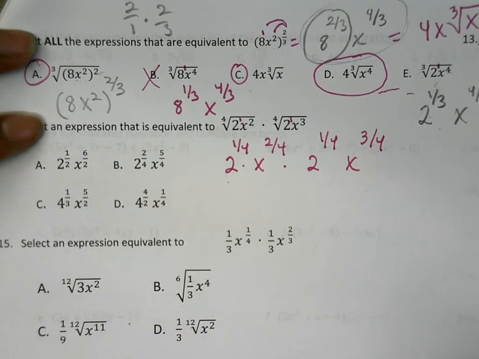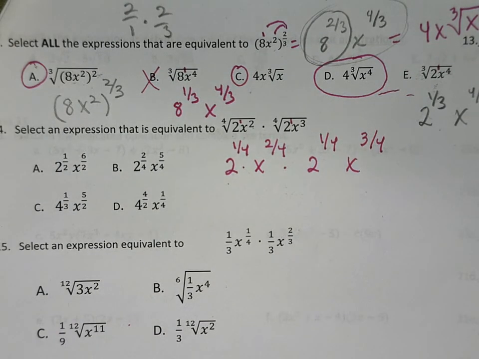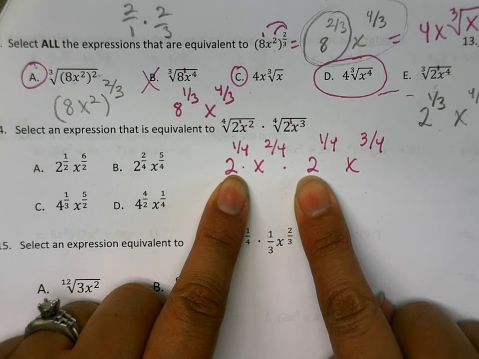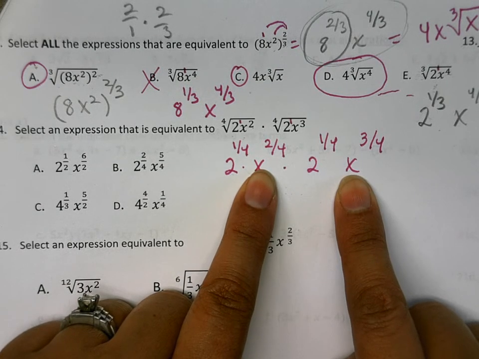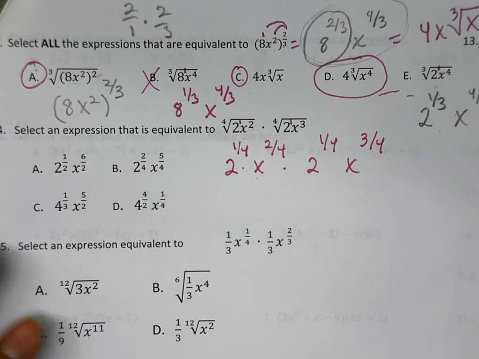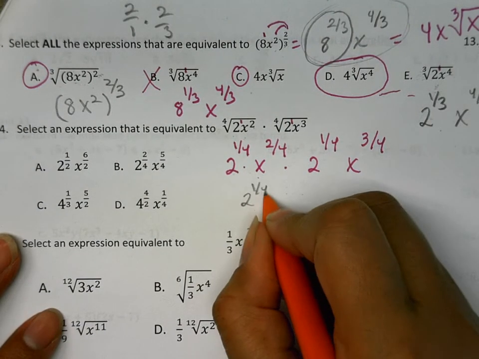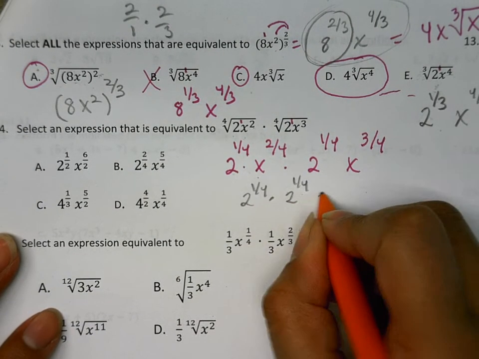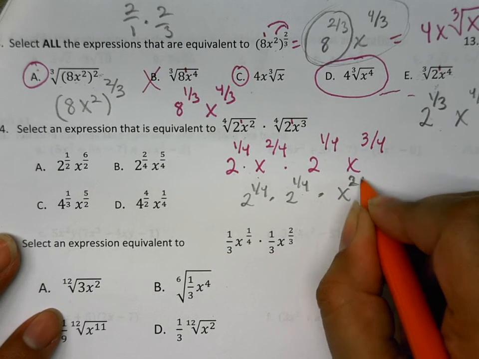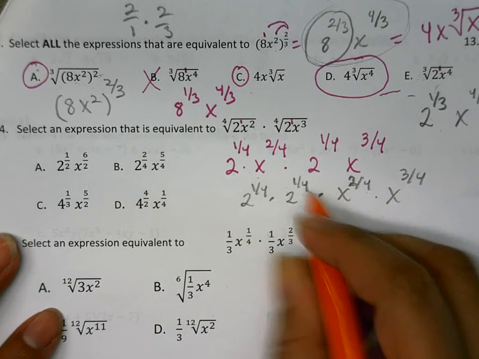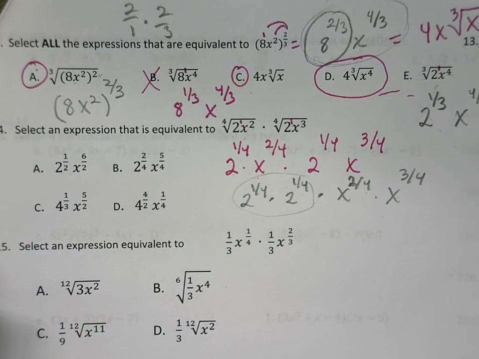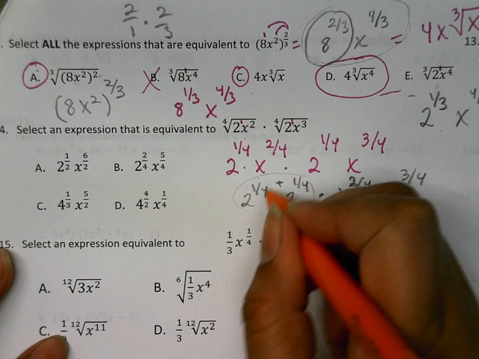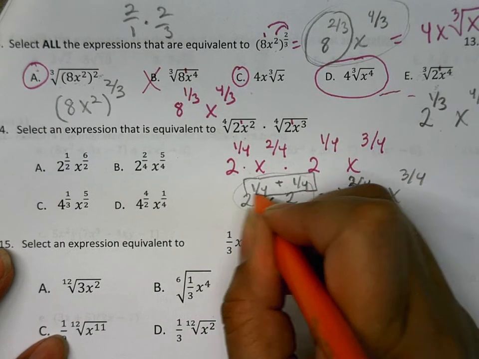Okay, I'm going to look at my answers. None of them look like that. So it looks like they combine like bases. Do you agree that these two have like bases? And these two have like bases? What do I do with the exponents when I'm multiplying like bases? Let me rewrite it. 2 to the 1/4 times 2 to the 1/4 times x to the 2/4 times x to the 3/4. When I'm right here multiplying like bases, what do I do with the exponents? Add. And when I add, do I multiply the 2 times 2 to get 4, or does it stay 2?